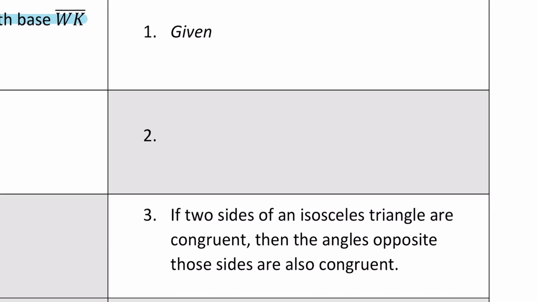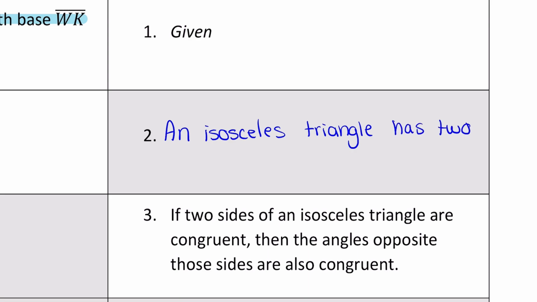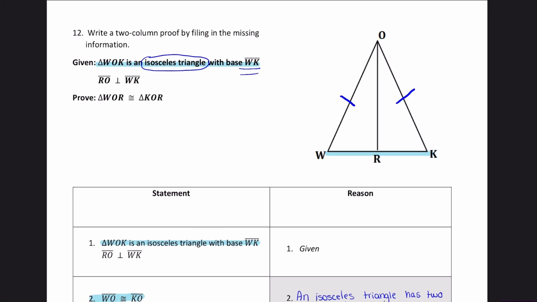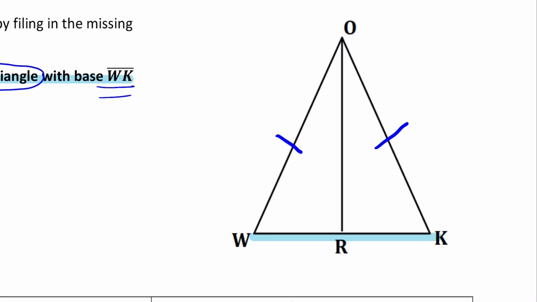So our reason is, let me make this skinnier now, an isosceles triangle has two congruent legs, which you just listed. Okay? And remember, guys, the beautiful thing about an isosceles triangle is those two congruent sides you can turn into arrows. And those arrows are going to point to angles opposite those sides that are congruent.